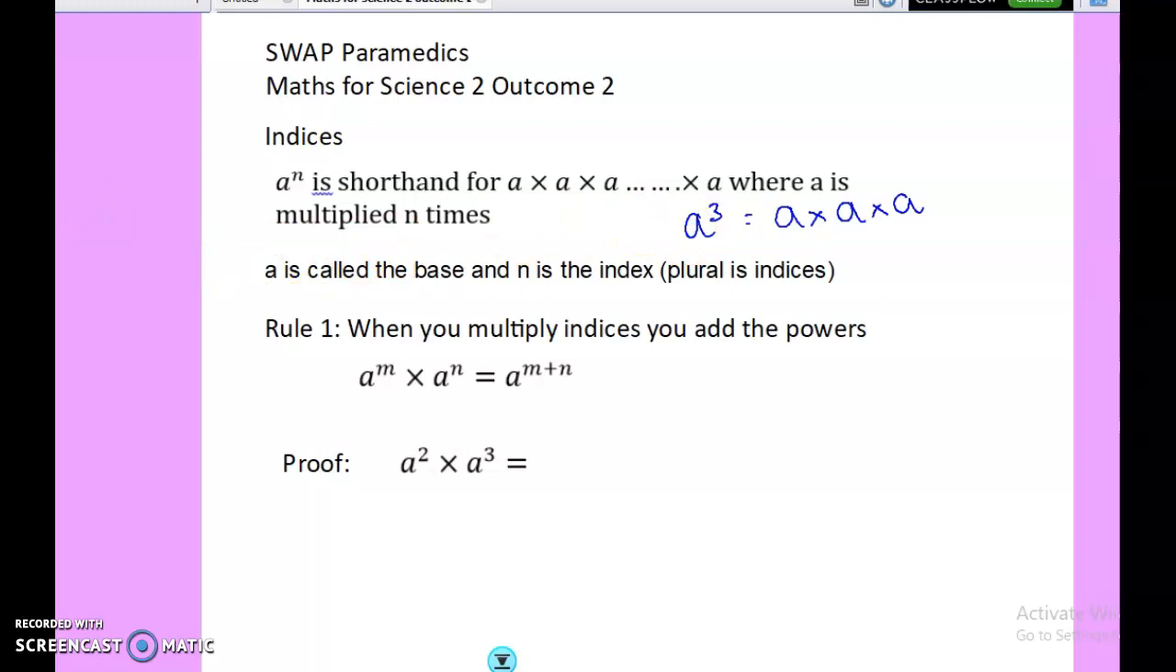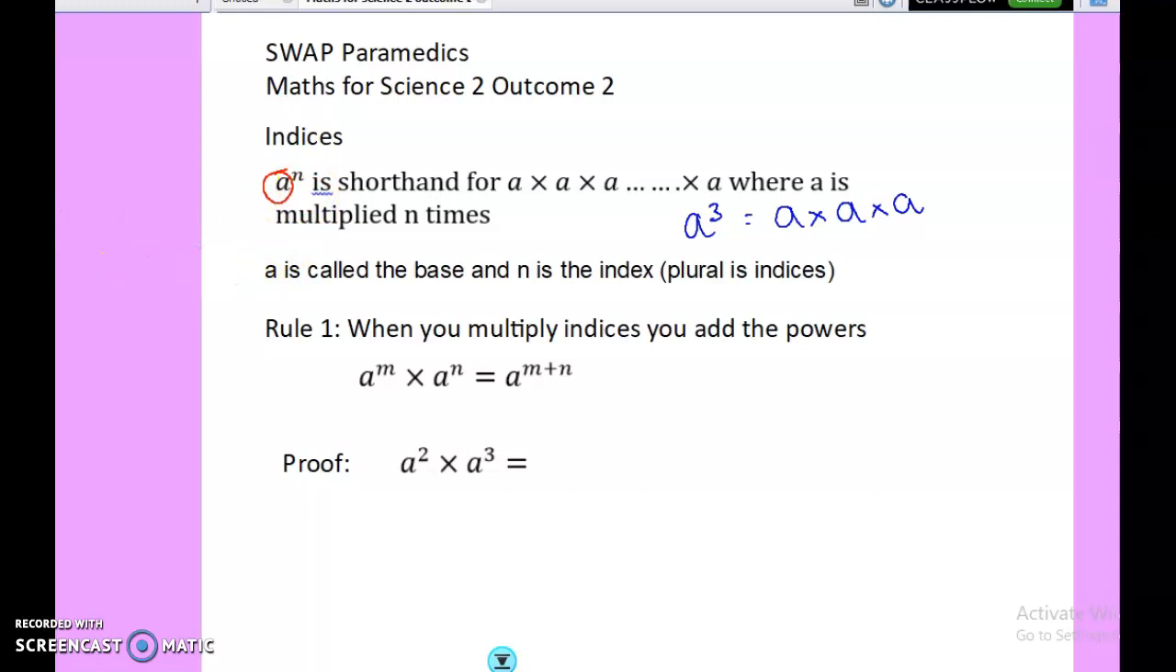When we're doing this, our number here, or our letter here, is called the base, and the n is called the index, and the plural of that is indices. The index is quite often called the power as well. So that's where the name indices is coming from, because it's talking about working with these powers.